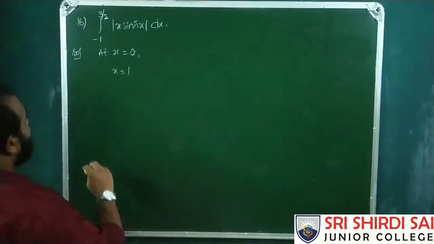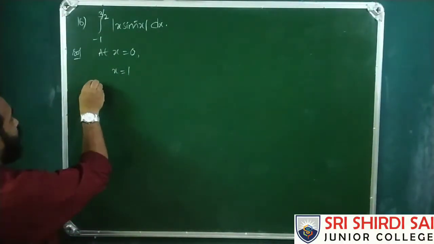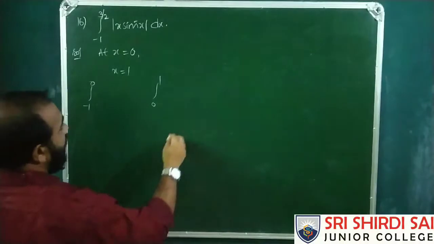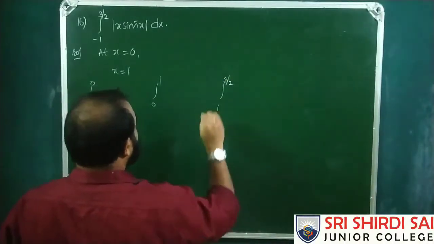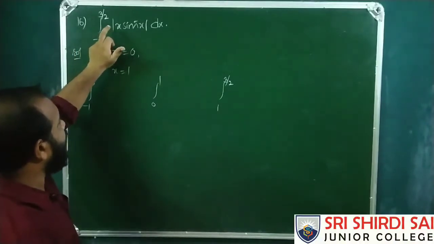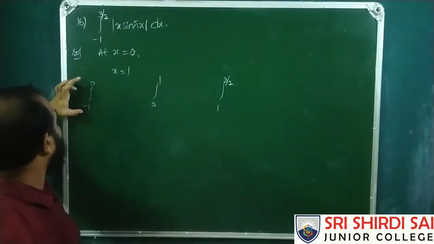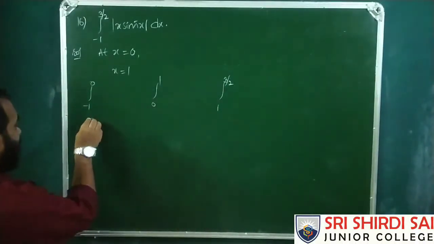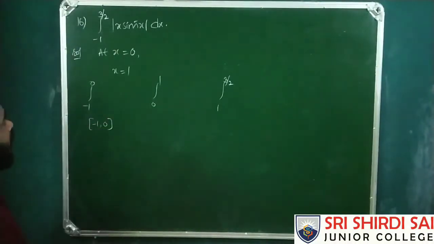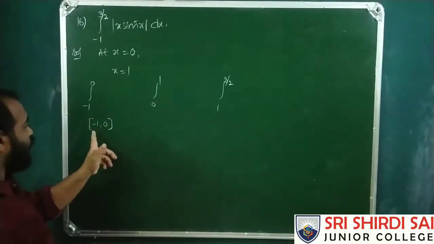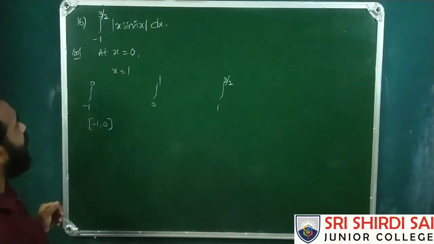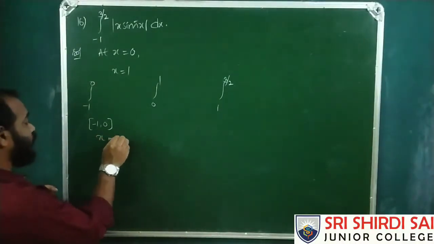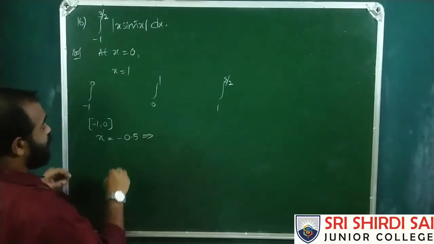So that means the interval can be split into minus 1 to 0, 0 to 1, and 1 to 3 by 2. Between minus 1 and 0, if I take any value and substitute in this, let us see what will happen. For example, I will take x equals minus 0.5 and substitute in this.